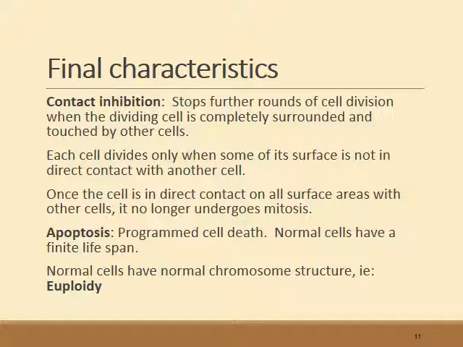Apoptosis is programmed cell death. It's normal. Normal cells do have a finite lifespan, and so apoptosis plays a role in cancer because that does not exist in cancer. So cancer cells do not have a finite lifespan. They just keep on growing. They just stay there and keep creating havoc. The chromosome structure of normal cells is called euploidy. That's normal.